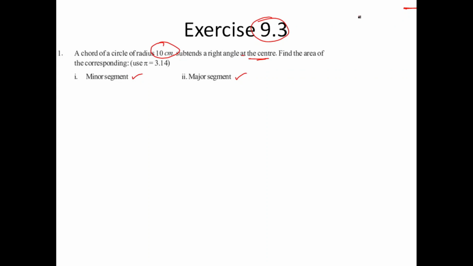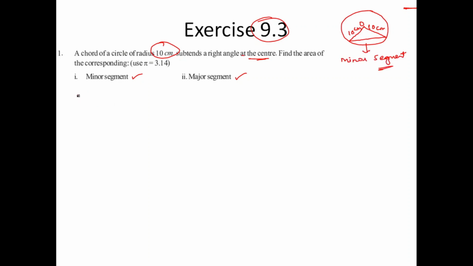So let me draw a circle with center O, subtending an angle of 90 degrees. This is clear. And this is your 10 centimeters of radius on both sides, and this is your O. And he also says that there is a minor segment. So this region is your minor segment.